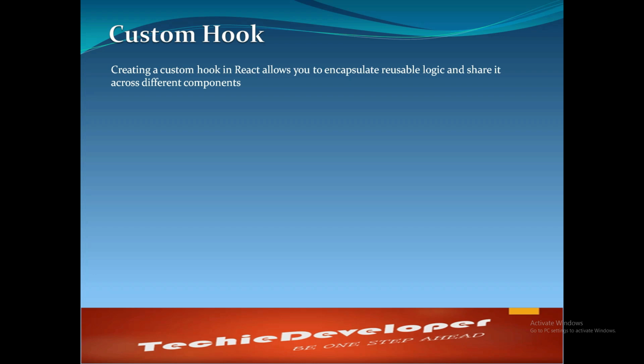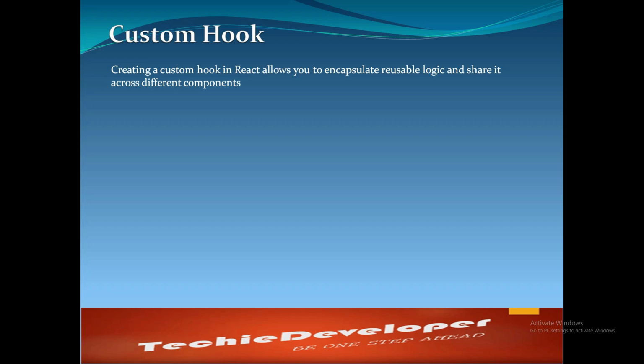Creating a custom hook in React allows you to encapsulate reusable logic and share it across different components. What is meant by that? If in your application there is a certain piece of code which is repeatable, used in multiple places, and you have rewritten it, then instead of rewriting it again and again, you can extract that piece of code, create your own custom hook and use it wherever you want.